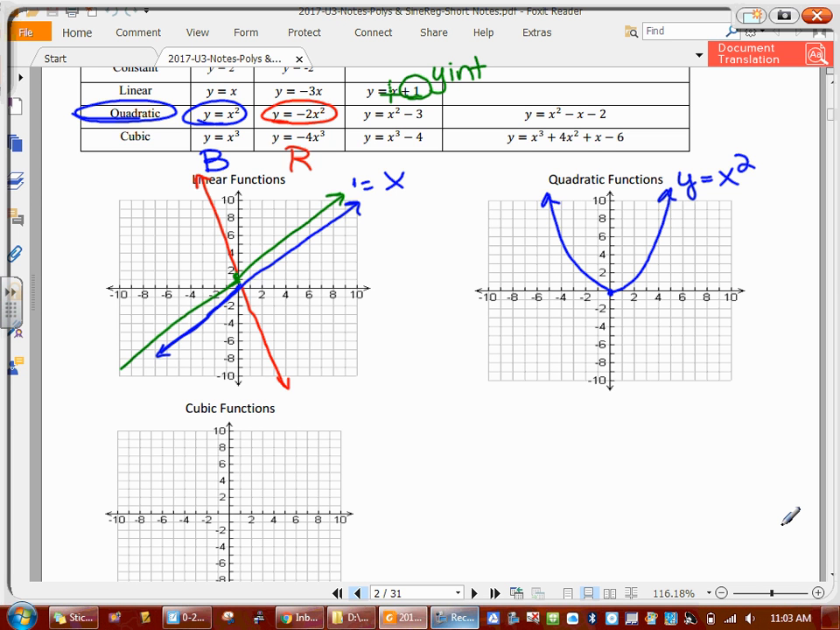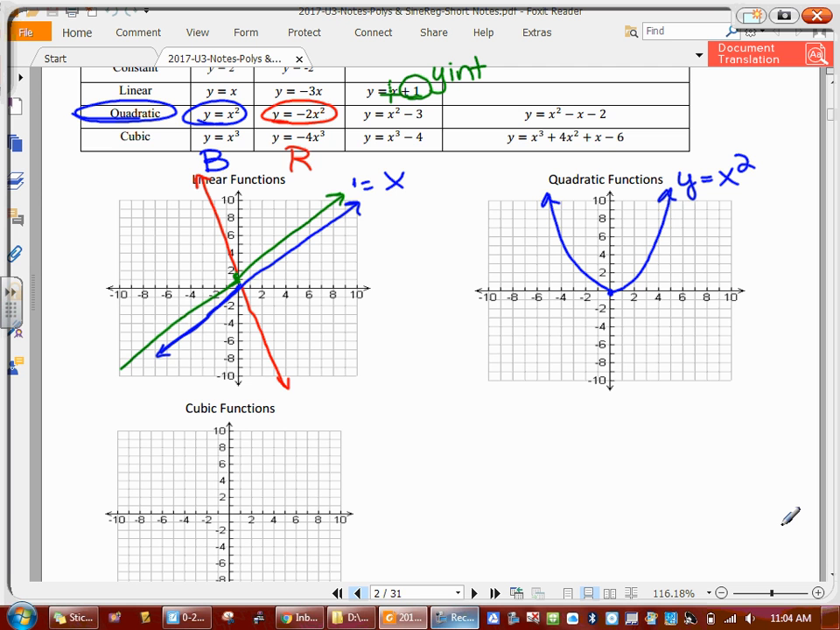It's going to flip upside down. It's like a reflection on the x-axis. So we're going to reflect this guy on the x-axis, and then the 2 itself is telling us it's either wide or narrow. Now, if the digit is between 0 and 1, it's going to be wide. So we call this our a value.